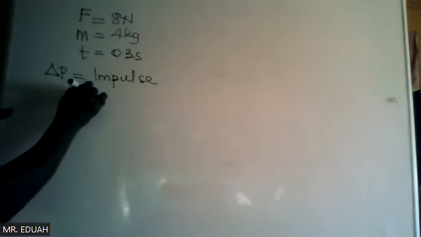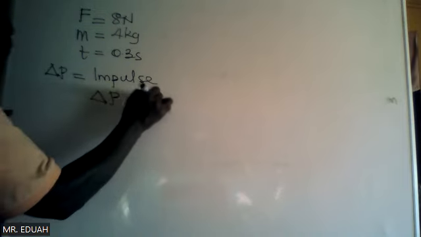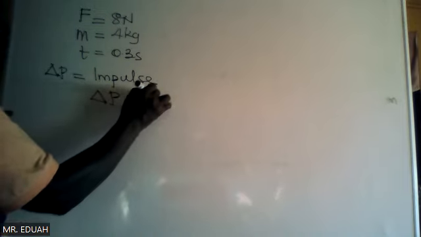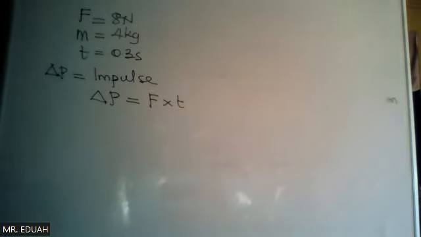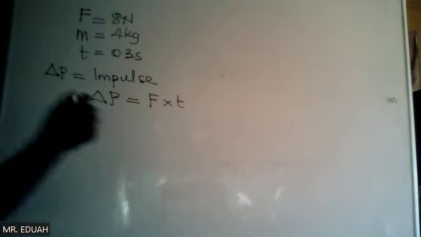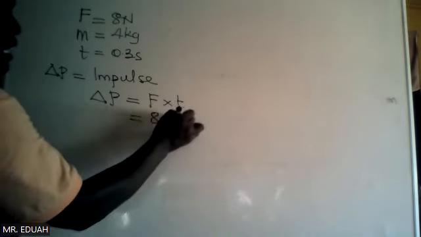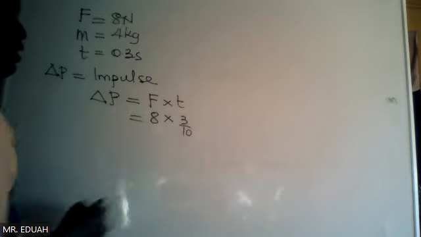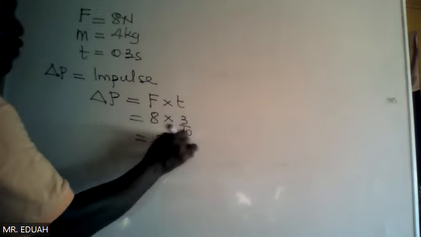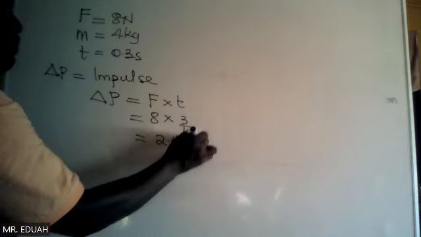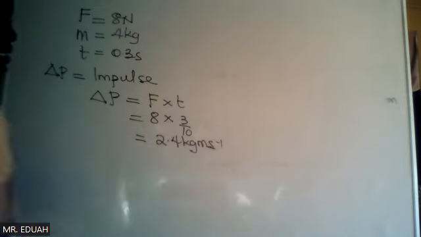Delta P is equal to impulse, and impulse is the product of the force and the time taken for the exertion of the force. The force was given as 8 Newton and the time as 0.3 seconds. So 8 times 0.3. 0.3 is 3 over 10, so this is 2.4 kilogram meter per second. So the change in momentum is equal to the impulse.